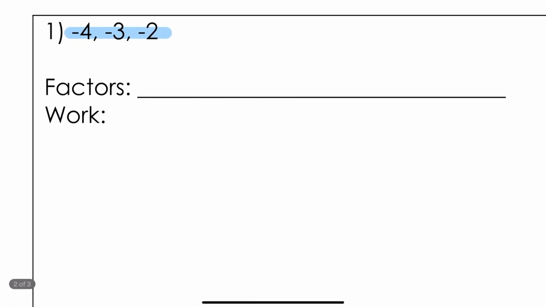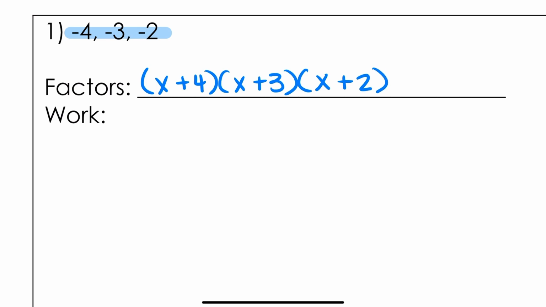So the factors that we would have with those given zeros would be x plus 4, x plus 3, and x plus 2. Remember that the zeros and the factors are opposites. So if you're given a -4, then your factor is x plus 4. If you were given a +4 as the zero, then your factor would be x minus 4.